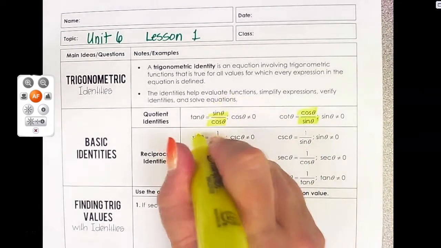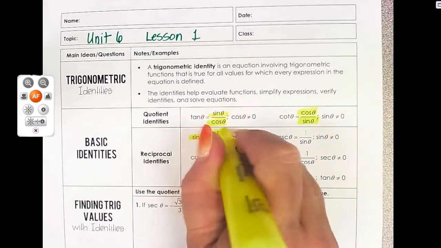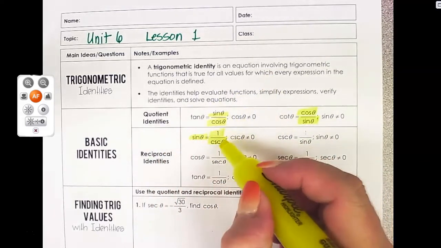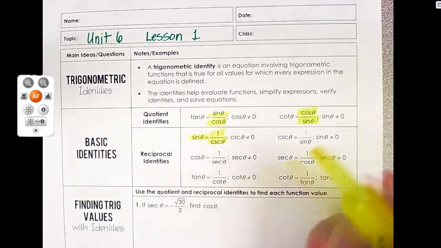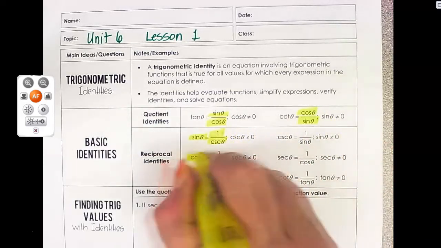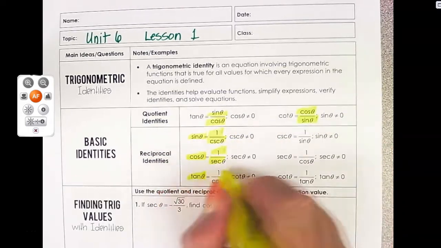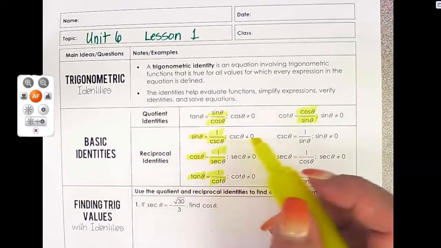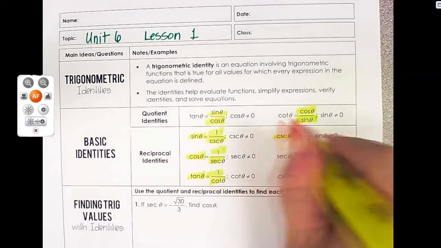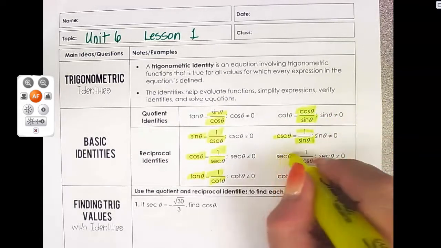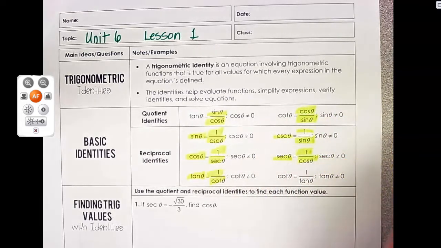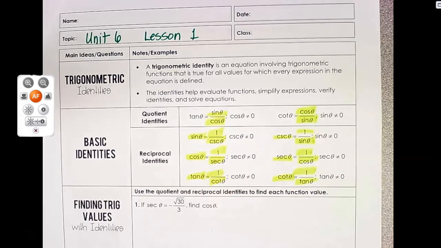And then we have our 6 reciprocal identities that have to do with the definition of cosecant and secant and cotangent, and just the fact that they are all reciprocals. So sine and cosecant are reciprocals, and that works vice versa. Secant and cosine are reciprocals, and cotangent and tangent are reciprocals. So we're going to use those in order to find values of trig functions.